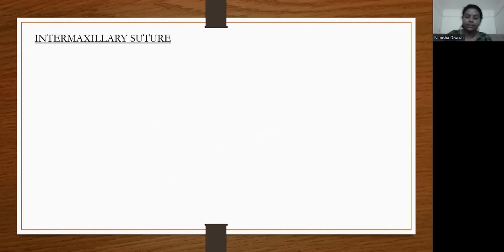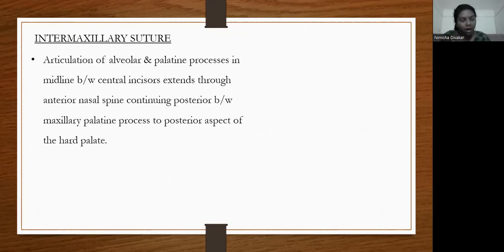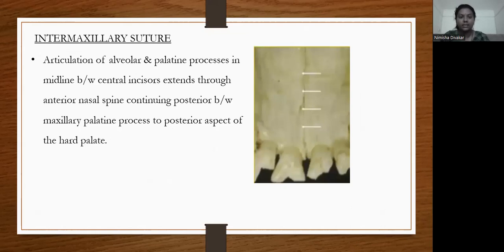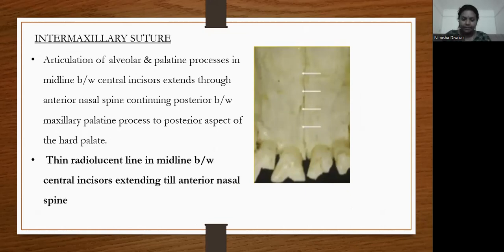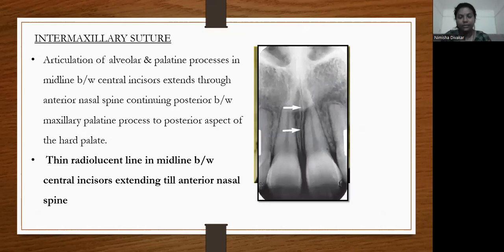Next is the intermaxillary suture. The intermaxillary suture runs from the crest of the alveolar bone to the posterior aspect of the hard palate. So this is the anatomical location. It is an articulation of the alveolar and palatal processes in the midline between the central incisors, extending through the anterior nasal spine, continuing posteriorly between the maxillary palatal processes to the posterior aspect of the hard palate. In a radiograph, it appears as a thin radiolucent line in the midline between the central incisors extending till the anterior nasal spine.